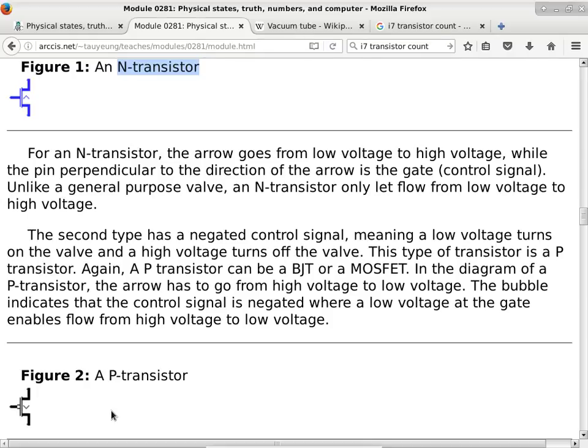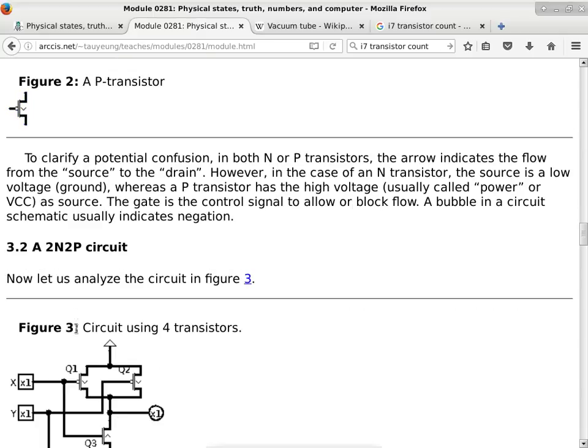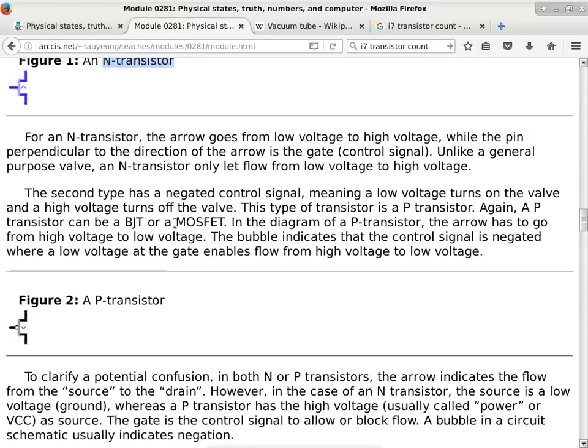Can people in the back see both transistors? You guys okay back there? Okay. I can actually zoom out just a little bit so that we can all see both of these transistors.